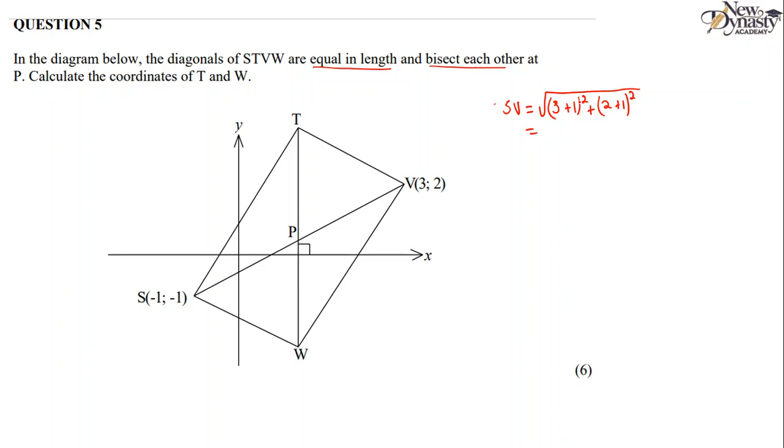Or you can just use a calculator to do everything at once here. That is 16 plus 9. That is going to give me 25. And you take the square root of 25, which is 5. You don't have to put a plus minus in this case because we are calculating the distance. We know that in most cases when you've got the square root sign, you have to put plus minus. But in this case, you're only calculating the distance. So that is going to be 5 units.